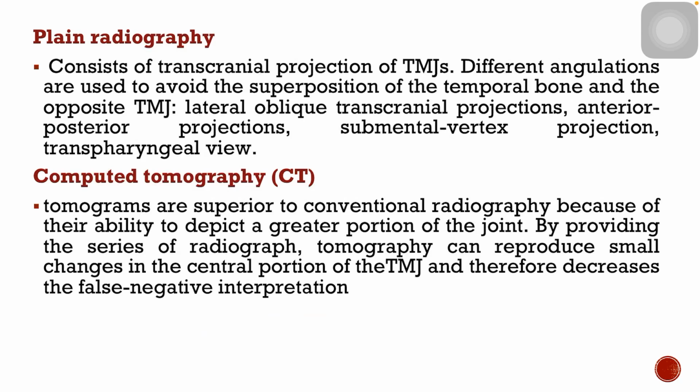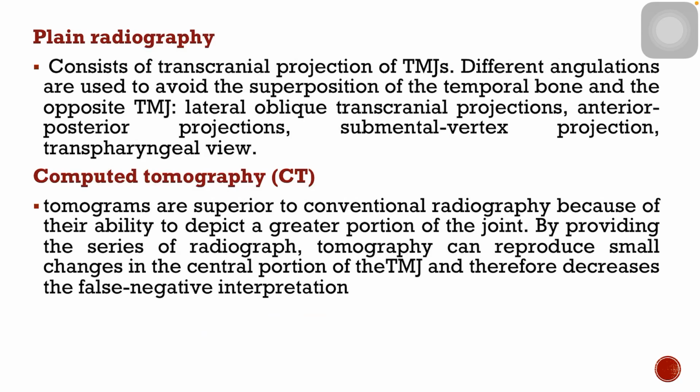Plain radiography consists of transcranial projection of the TMJ. Different angulations are used to avoid superposition of the temporal bone and the opposite TMJ. Lateral oblique transcranial projection, anterior posterior projection, submental projection, and transpharyngeal view.